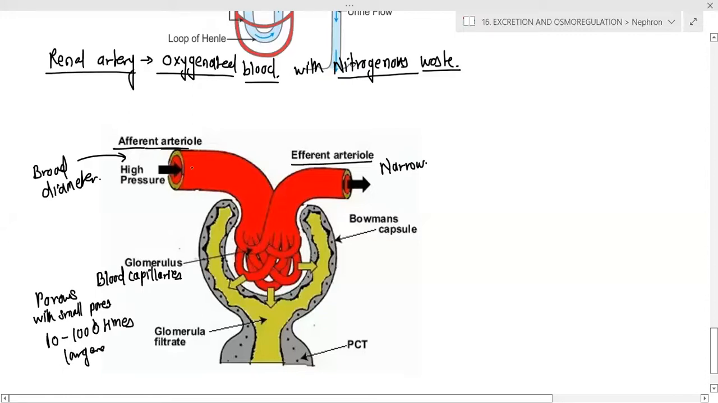Now what happened? Try to understand. The blood enters inside the glomerulus with very high pressure, because the diameter is very high. It enters very fast. But when it is leaving the glomerulus, it leaves very slowly. Agree? Fast entering, slow leaving, because here the diameter is larger, here the diameter is smaller. Agree? So automatically, Sejal.